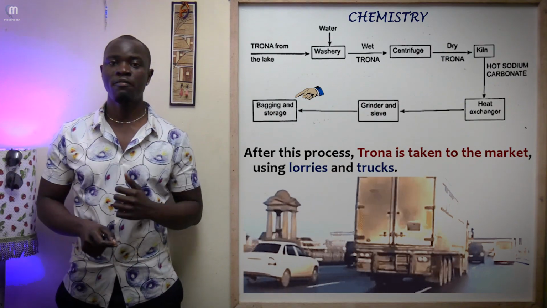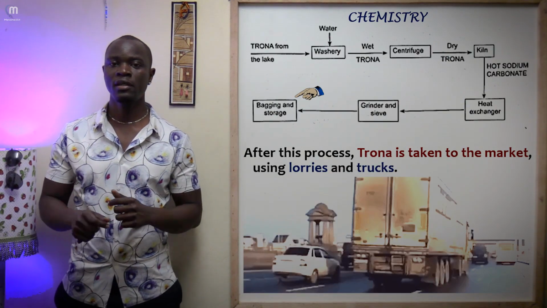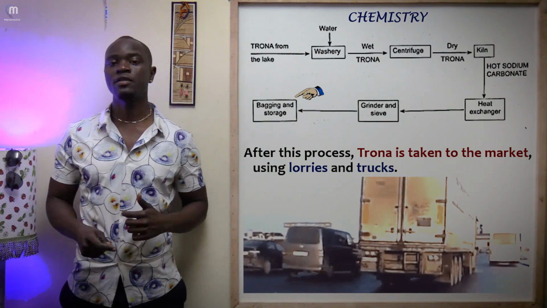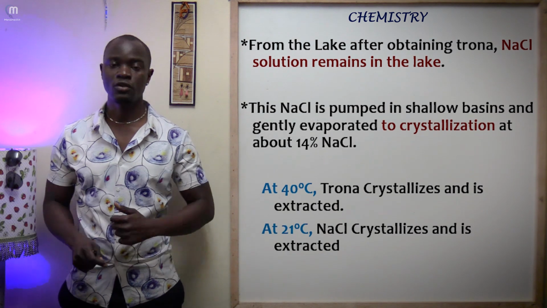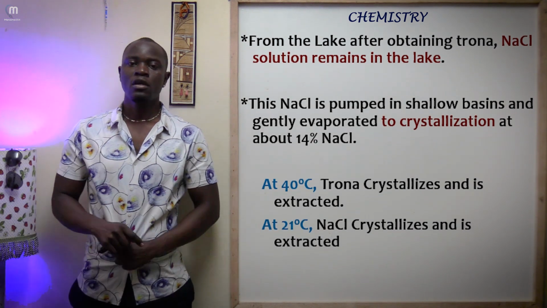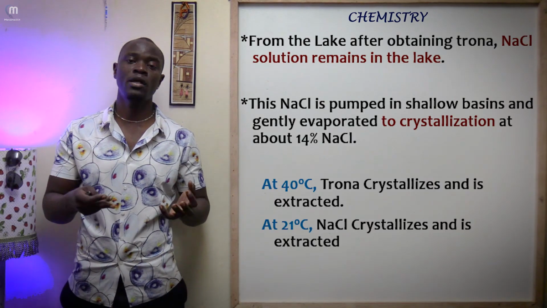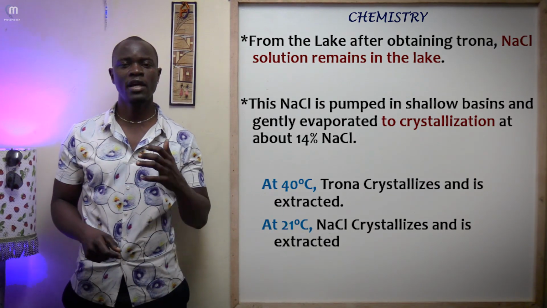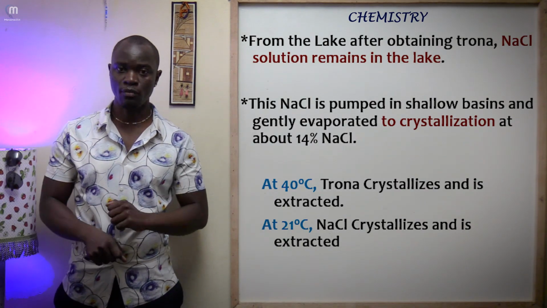In this last chamber of packaging, this sodium carbonate is put into bags and then transported to the market for the consumers to buy and enjoy the sodium carbonate. So like we see, after extracting Trona from Lake Magadi or the water body, there is a very high concentration of sodium chloride that remains in the water body.